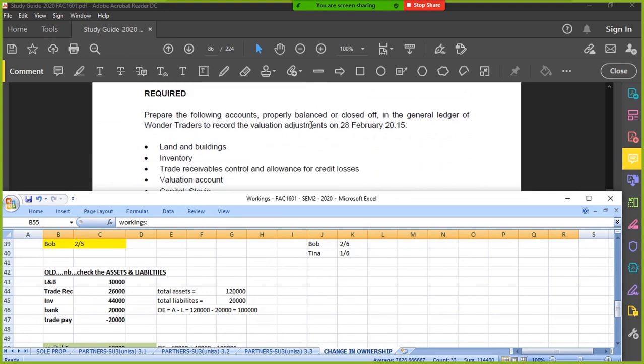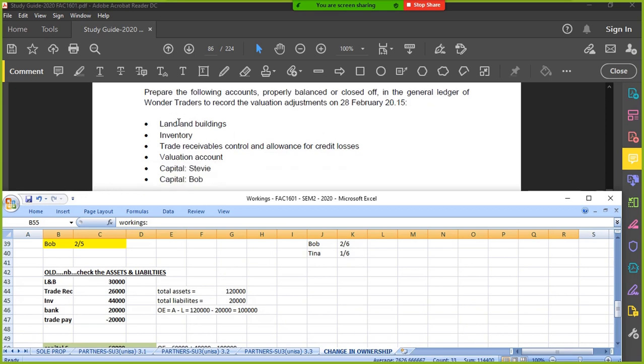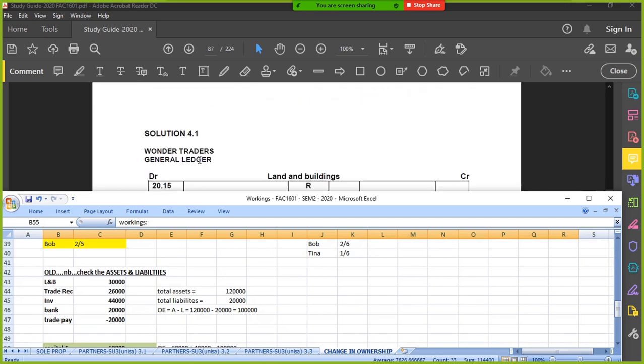Prepare the following accounts properly balanced. Okay, so here they want general ledger. Do you see that? They want T accounts for land and buildings. Yes. Okay, land and buildings will have what balance? Give me the balances. Debit. Inventory, an asset. Debit, an asset. Trade receivables, debit, an asset. Allowance for credit losses, a credit. Yes, credit, negative asset. Good. Capital, credit. Good.